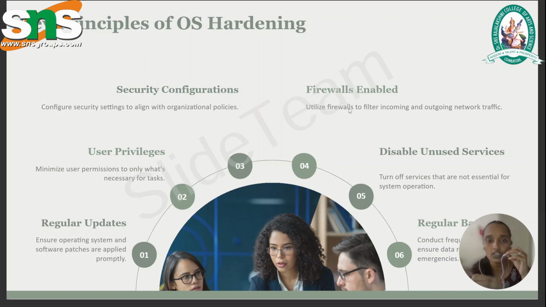Suppose we are using one or two applications, then we can disable the other applications. That is called disable unused services. The next one is regular backup. Regular backup is a very important one. Regular backup means we conduct frequent backups to ensure the data can be recovered in emergencies. If any emergency happens, we have to keep the data backed up. That is called regular backup.